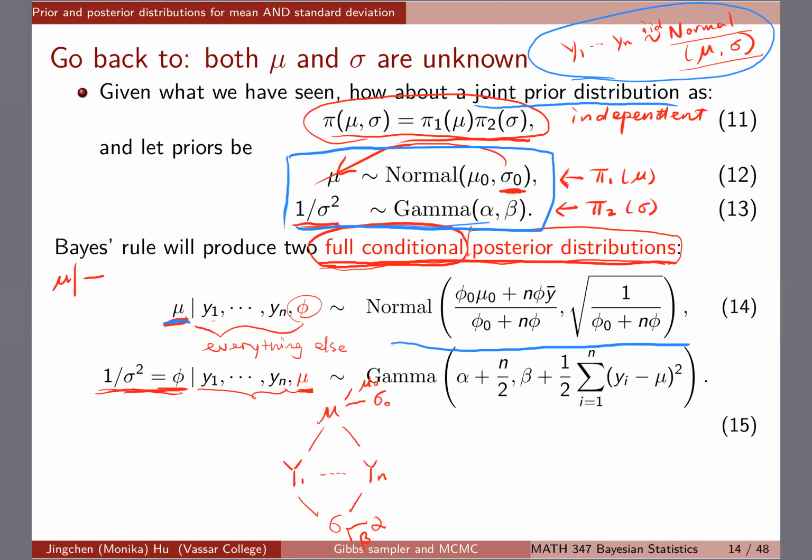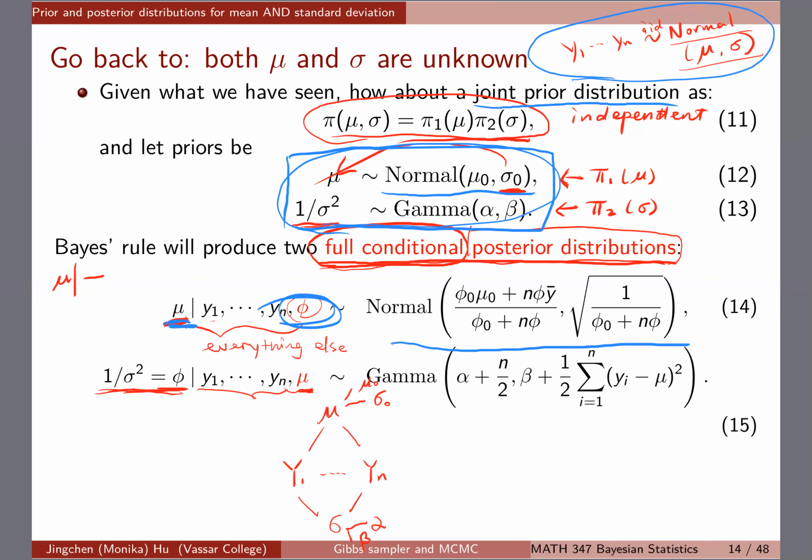Even though now we have two priors, one for mu and one for 1 over sigma squared, sigma squared or phi or sigma itself, we're assuming that it's known when we're deriving the full conditional posterior distribution. Then the prior reduces to pi 1 mu, right? It's only going to matter what mu relates to. So from the likelihood, we're still going to have the same thing as before. From the prior, we're only going to have things from this normal mu 0, sigma 0, and that resembles what we did before. And that's why you can come to equation 14 directly.